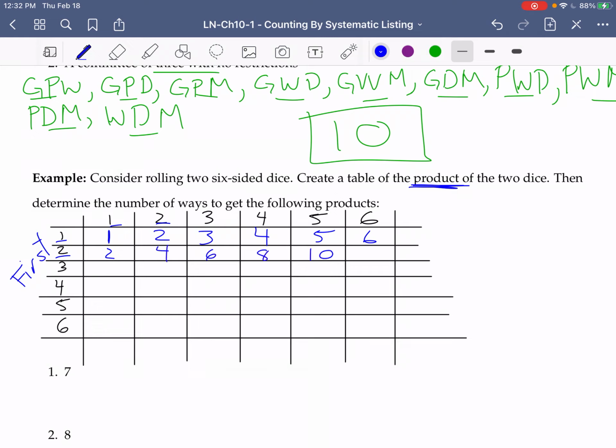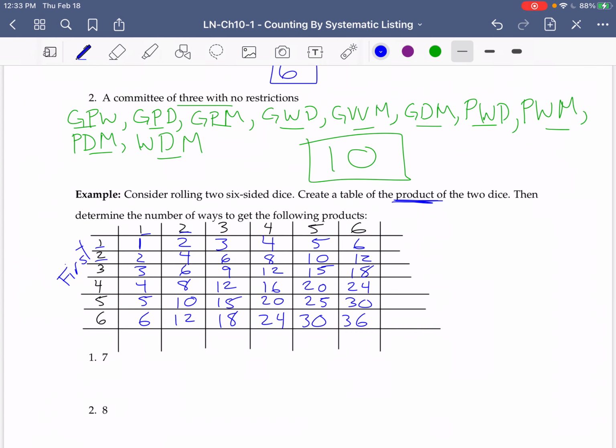6, 8, 10, 12. We could have 3 times 1 is 3, 3 times 2 is 6, 3 times 3 is 9, 12, 15, 3 times 6 is 18, 4 times 1 is 4, 4 times 2 is 8, 4 times 3 is 12, 16, 20, 24, 5 times 1 is 5, times 2 is 10, times 3 is 15, times 4 is 20, 25, 30, and then we have 6 times 1 is 6, 6 times 2 is 12, 6 times 3 is 18, 24, 30, and 36.